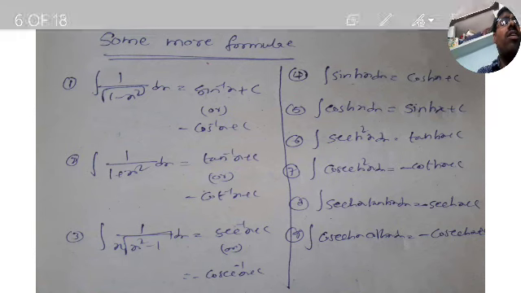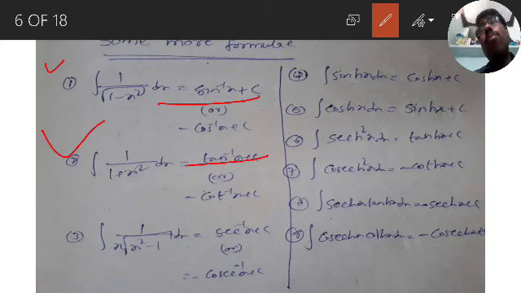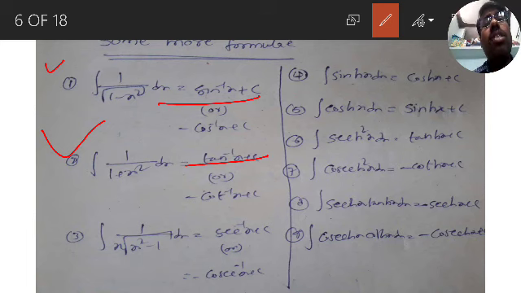Among these three, the first two are important. Integration of 1 by square root of 1 minus x square dx is sin inverse x plus c. Integration of 1 by 1 plus x square dx is tan inverse x plus c. These two we use often. Integration of 1 by square root of 1 minus x square dx is sin inverse x plus c, and integration of 1 by 1 plus x square is tan inverse x plus c.